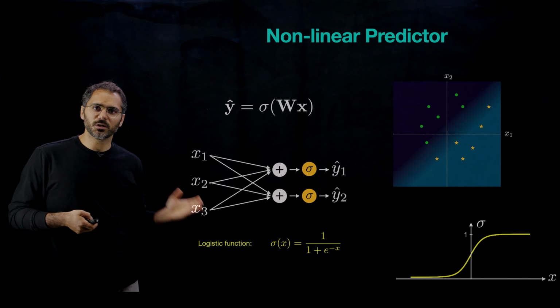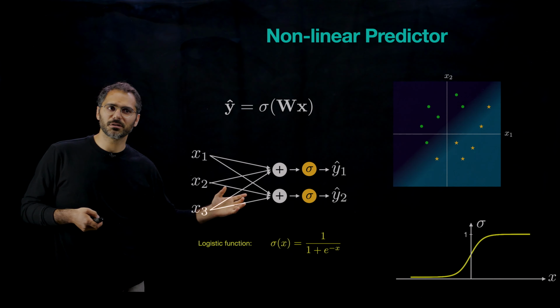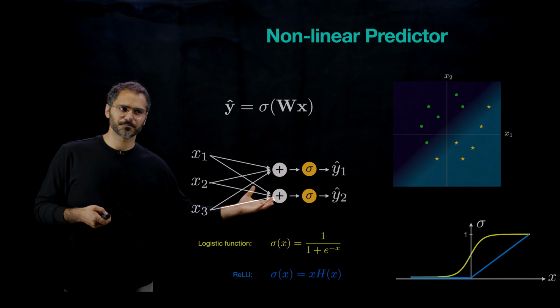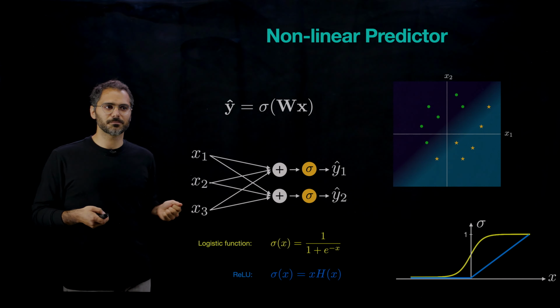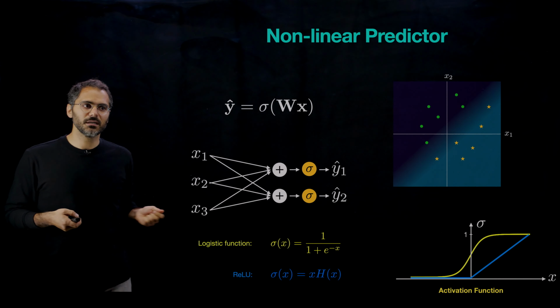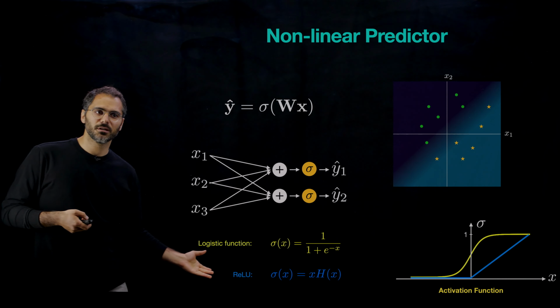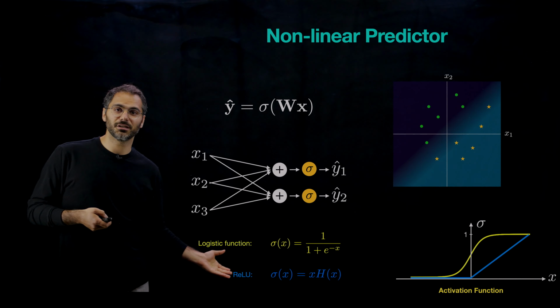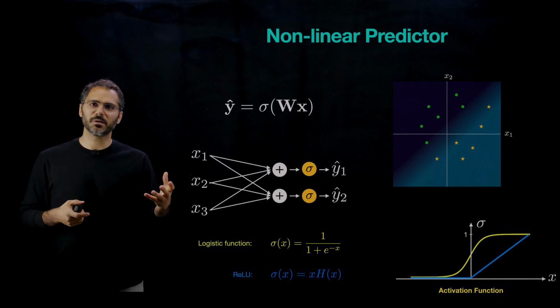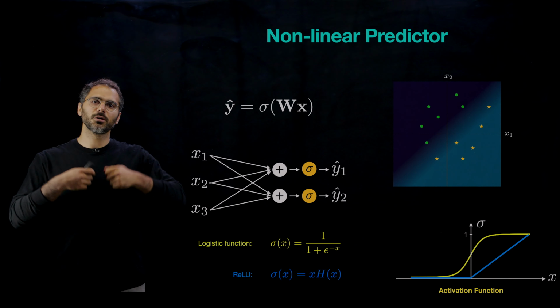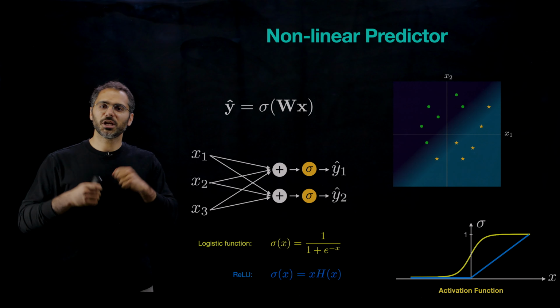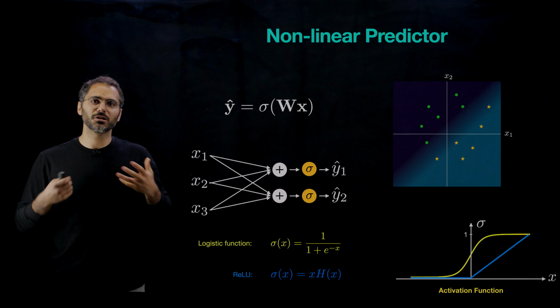But in neural networks, this is a common activation function. So this is called an activation function, sigma. And this activation function doesn't have to be a logistic function. It could be any other nonlinear function. It takes this linear transformation, Wx, and shapes it or deforms it in some nonlinear way.